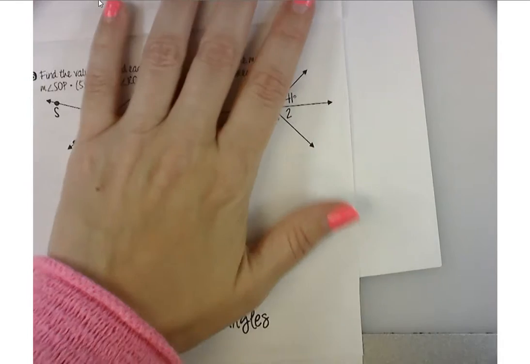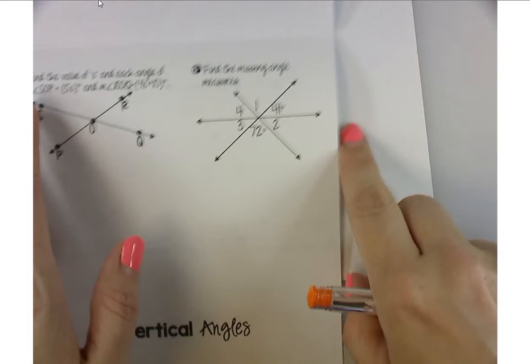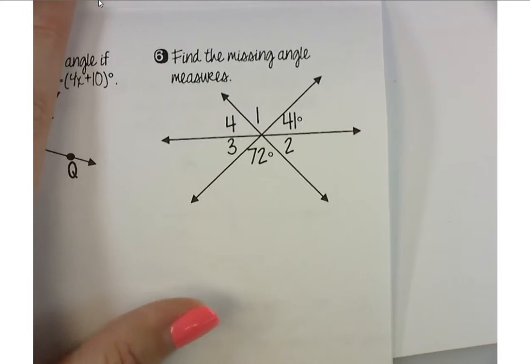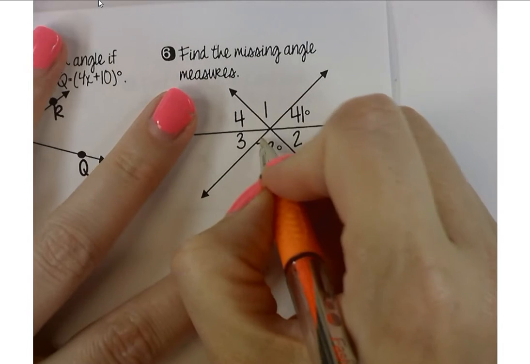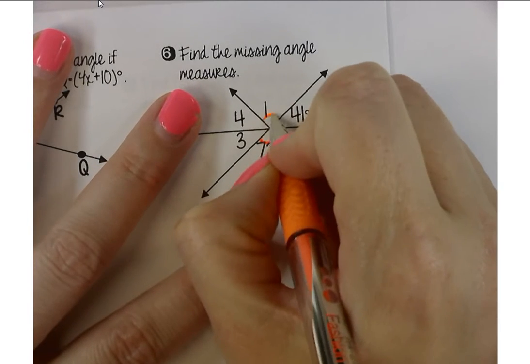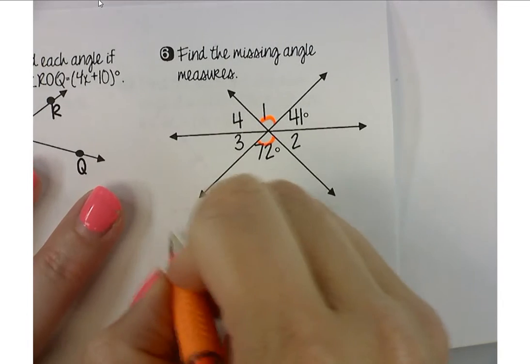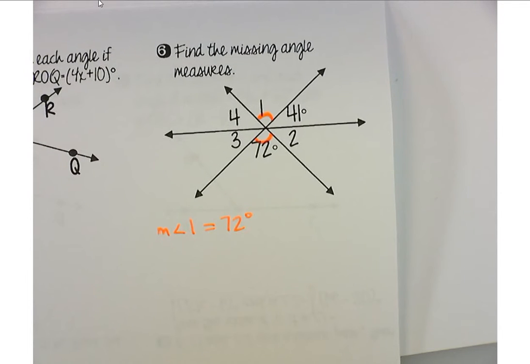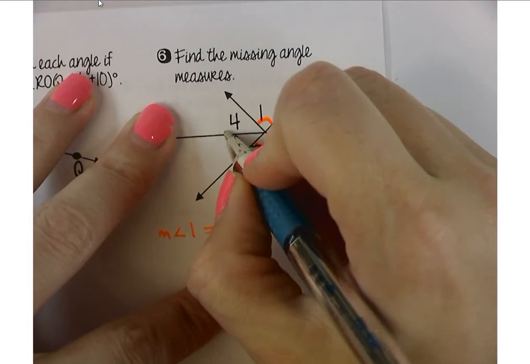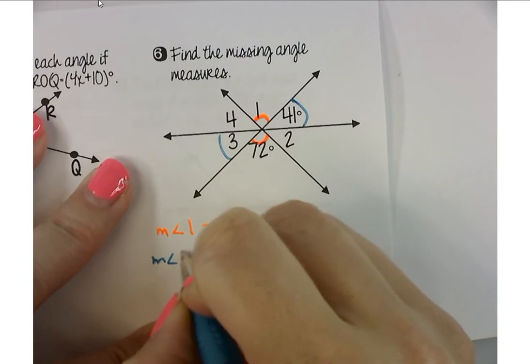Okay, so for number 6, you're finding the missing angles. And the first thing that I would do is, and you don't have to find your angles in order, I would just start finding relationships. So right away I see that I have 72 degrees, and that is going to be a vertical angle with angle 1. So I already know the measure of angle 1 has to be 72 degrees because they're vertical angles. Okay, Grace, what other angle do I know because they're vertical angles? 3 is 41 degrees. Good. Okay, so the measure of angle 3 is 41 degrees.